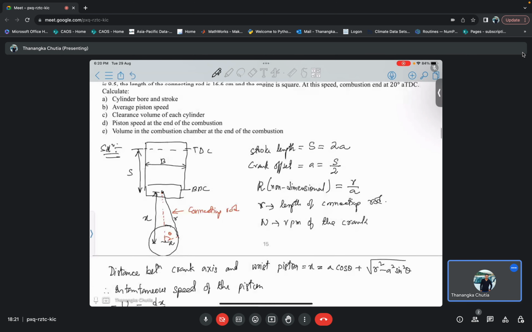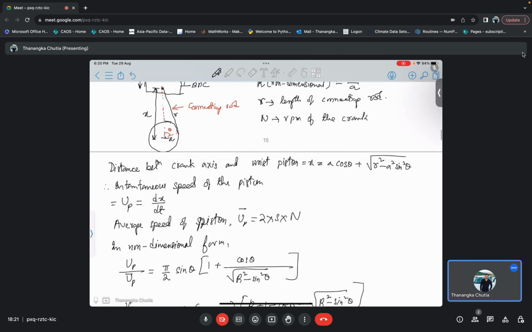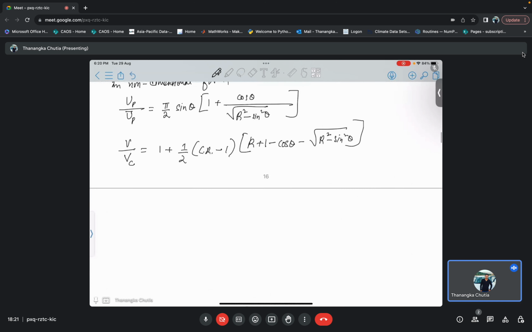Okay, now first part, we have to calculate cylinder bore and stroke. Okay, fine.